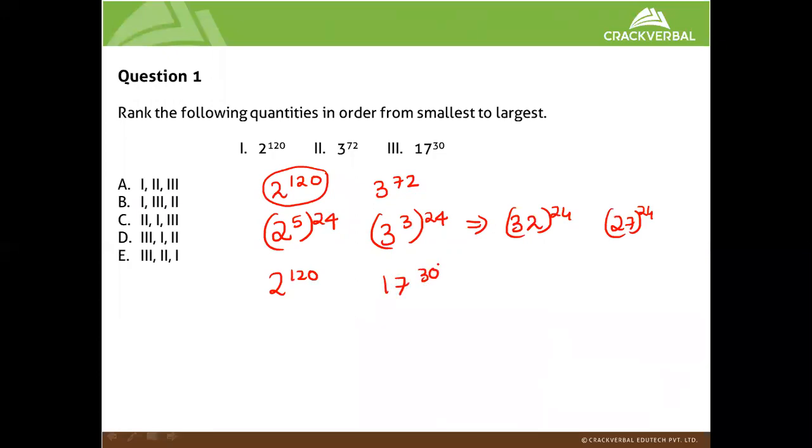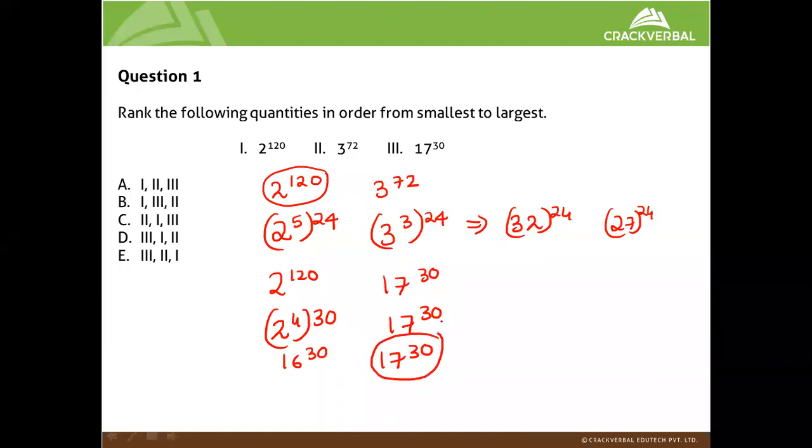Looking at the powers itself, we know that the HCF here is going to be 30. So this is going to be 2 to the power of 4 into 30. And this is going to be 17 to the power of 30. 2 to the power of 4 is 16. So that's 16 to the power of 30. And that's 17 to the power of 30. So clearly, 17 to the power of 30 is the greatest of my three terms, right?